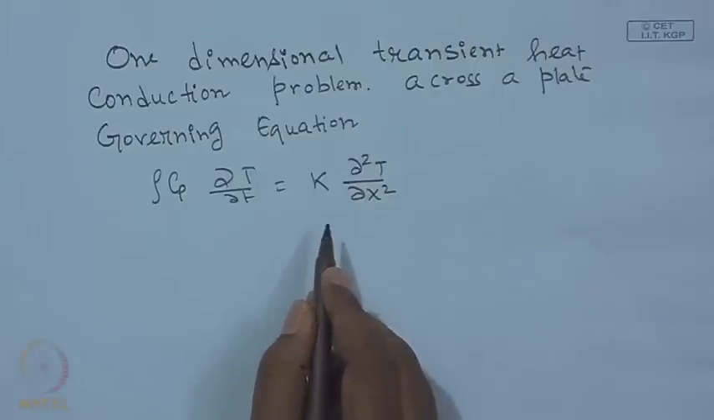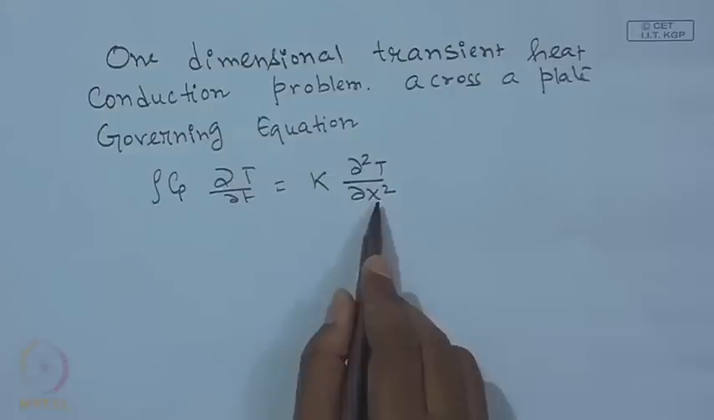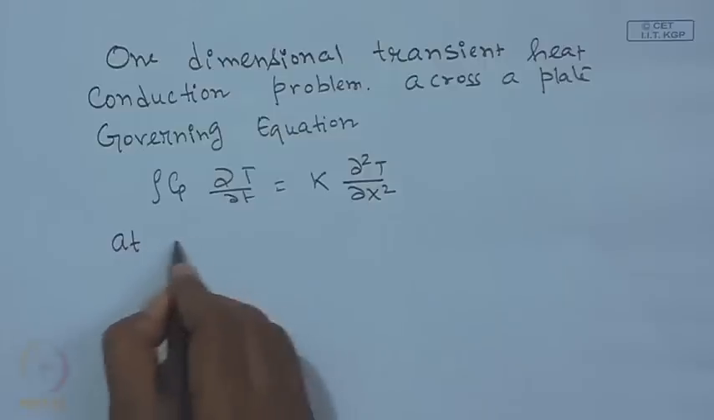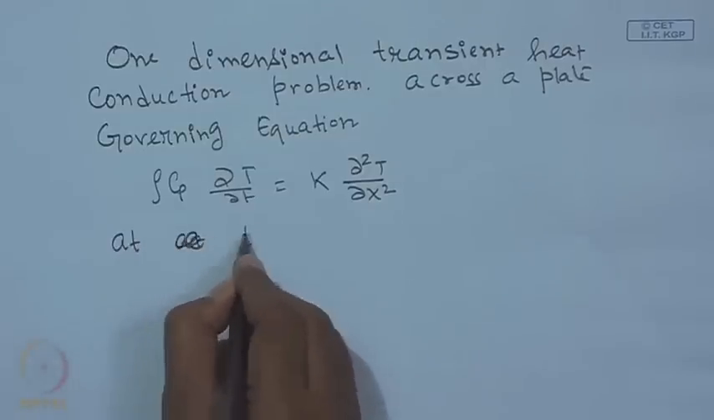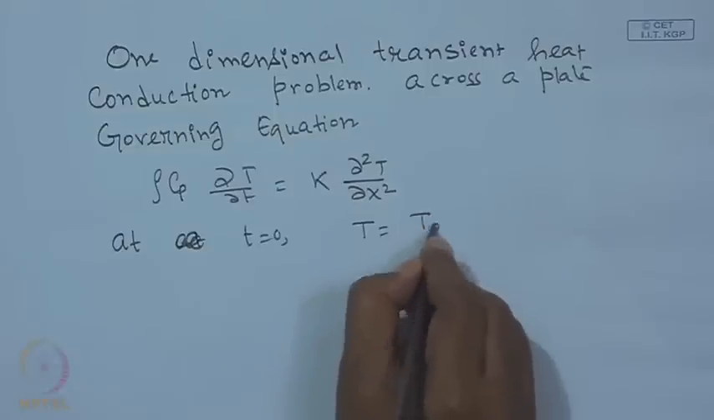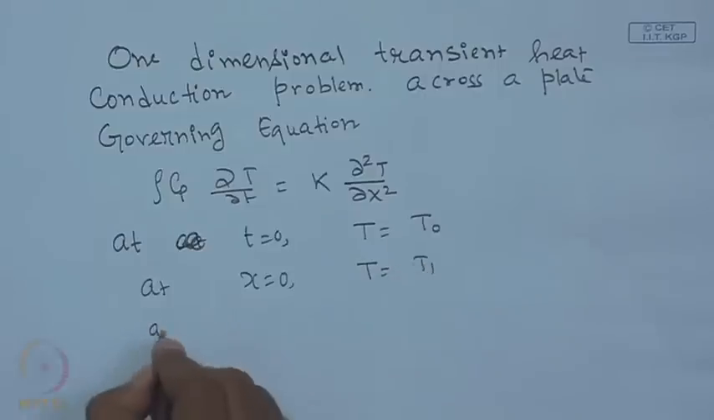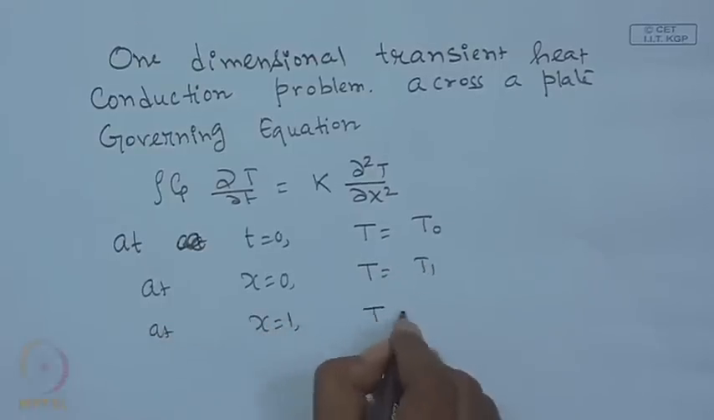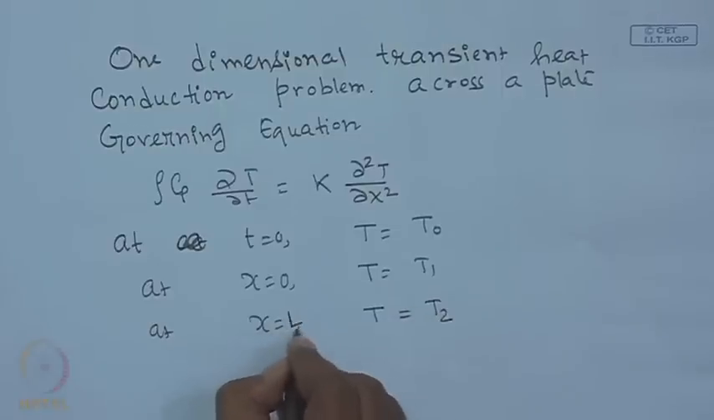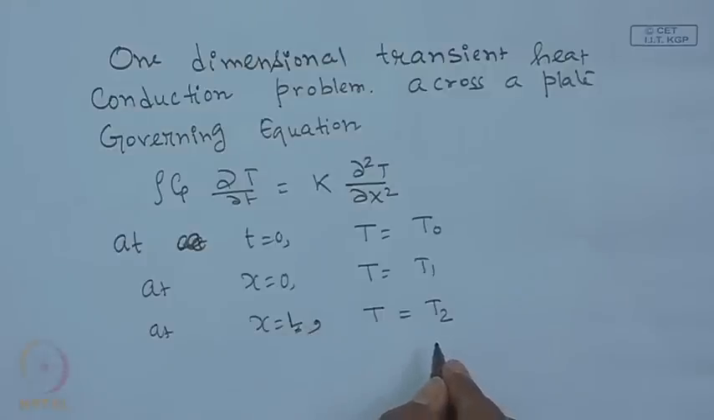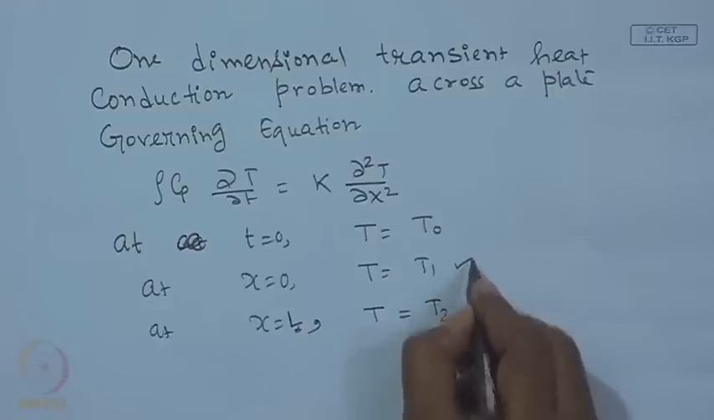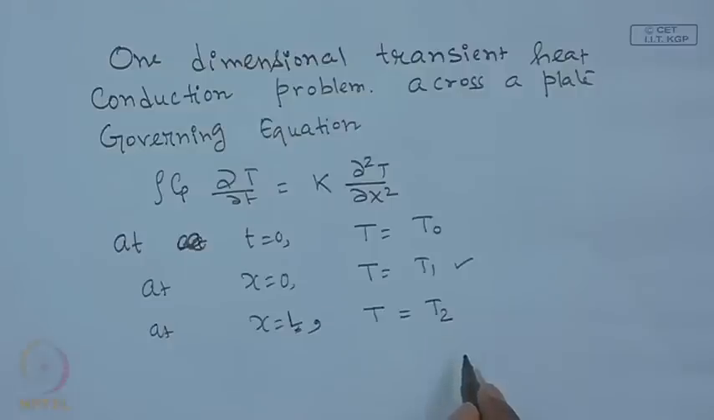So, we are considering that heat conduction takes place across the x direction, and the boundary conditions were: at t is equal to 0, temperature was T naught; at x is equal to 0, temperature was T 1; and at x is equal to L, temperature was T 2. So, we are maintaining Dirichlet boundary conditions on both the boundaries. At the boundary located at x is equal to 0, we maintain a temperature T 1. At the boundary located at x is equal to L, we are maintaining a temperature T 2.